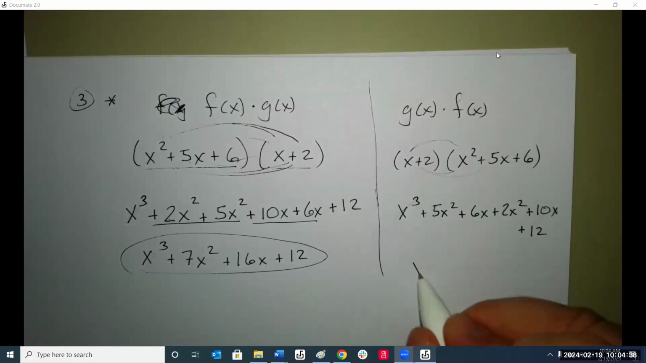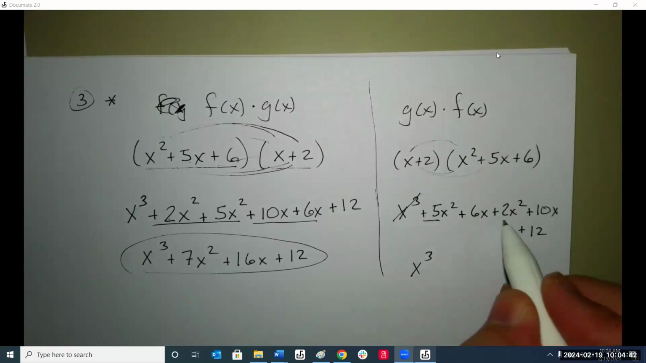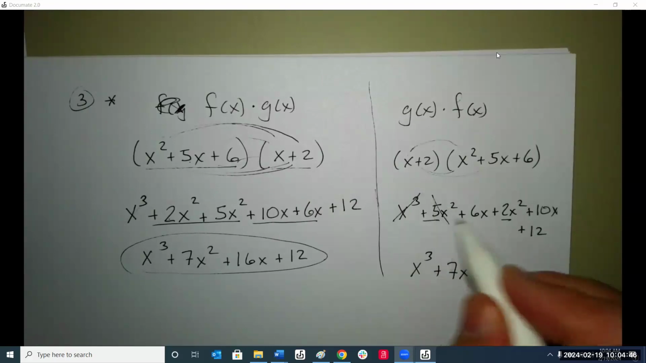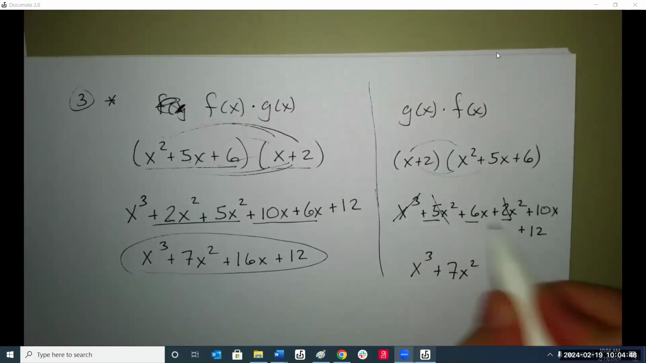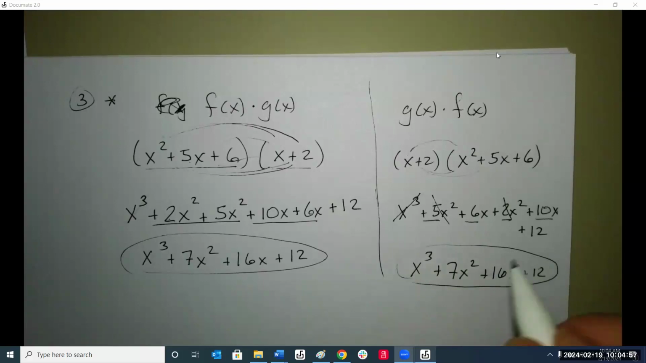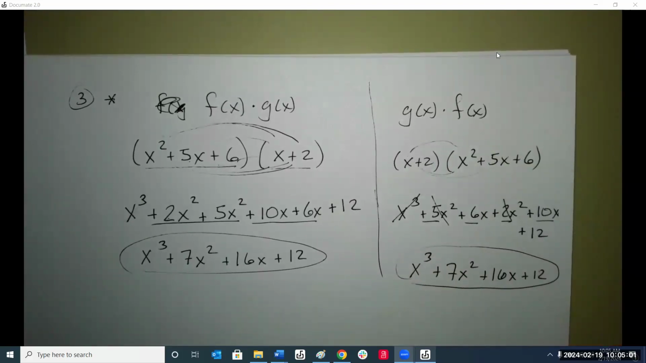So we have 1x cubed. 5x squared plus 2x squared is 7x squared. 6x plus 10x is 16x plus 12. So we see that the multiplication is commutative as well.